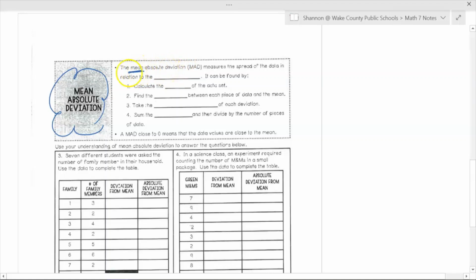We've seen mean before. That's an average. Absolute means we're not going to worry about positives or negatives. And deviation means subtraction. We're going to deviate or move away. So we need to know how far. We're going to abbreviate that as MAD, M-A-D. This measures the spread of the data in relation to the mean. Remember, on IQR, that was the median. Now we're comparing to the mean. So first we need to calculate what the mean of the whole data set is. Then we're going to find the difference between each piece of data and the mean.